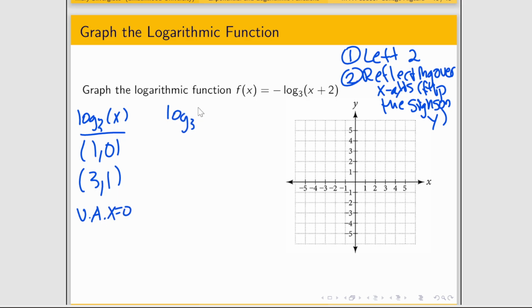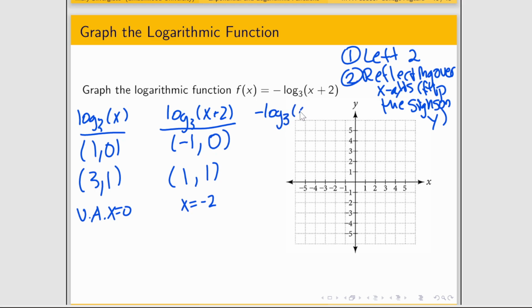Then we want to think about just the transformation of shifting left 2. So (1, 0) shifted left 2 moves to (-1, 0), because we do 1 minus 2, which gives us negative 1. (3, 1) shifted left 2 moves to (1, 1), because 3 minus 2 gives us 1. And a vertical asymptote at x equals 0 shifted left 2 moves to x equals negative 2, since 0 minus 2 is negative 2.